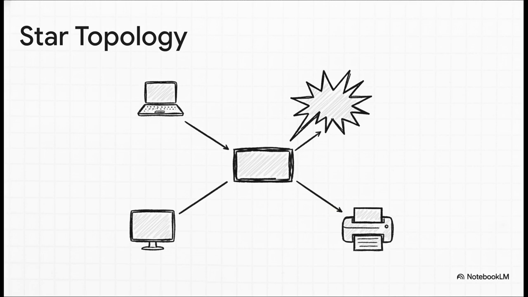Inside the administrative offices of that airport, the computers and printers are often arranged in what's called a star topology. Every single device connects back to one central piece of hardware called a switch. The switch acts like a super smart traffic cop, receiving data and directing it only to its intended destination. It makes the network highly efficient and wonderfully easy to scale.